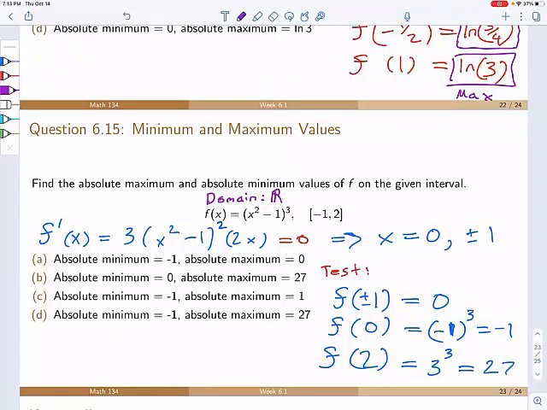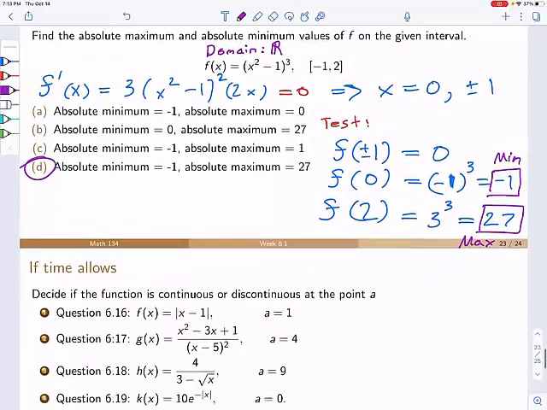Okay, so looking through these numbers right here, -1, that's my min. And the biggest one, that's my max. So the answer is D, -1 min, max 27.